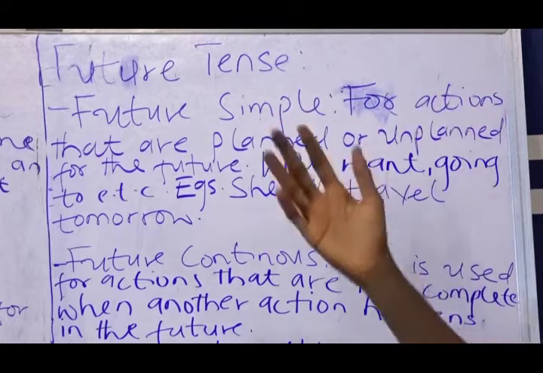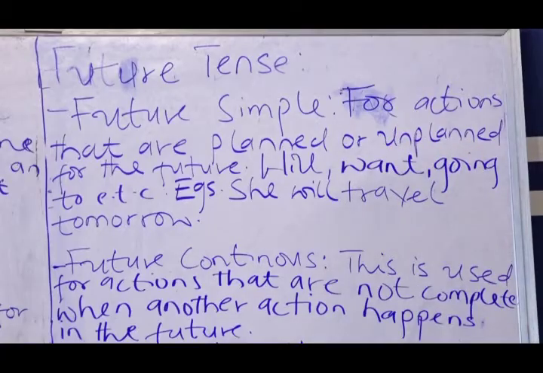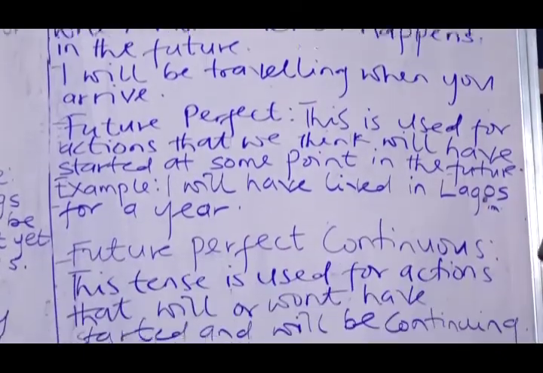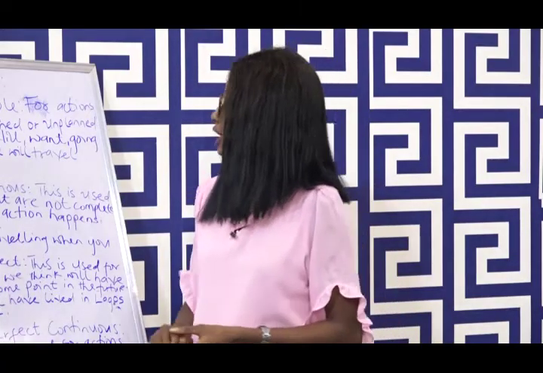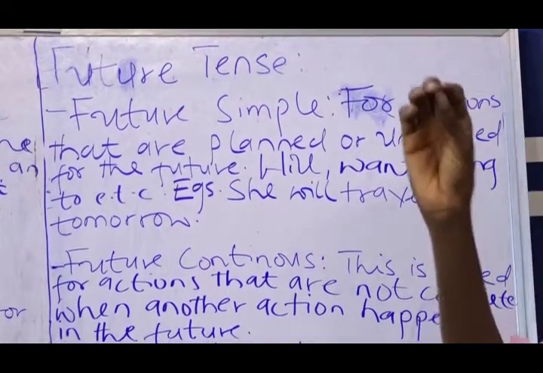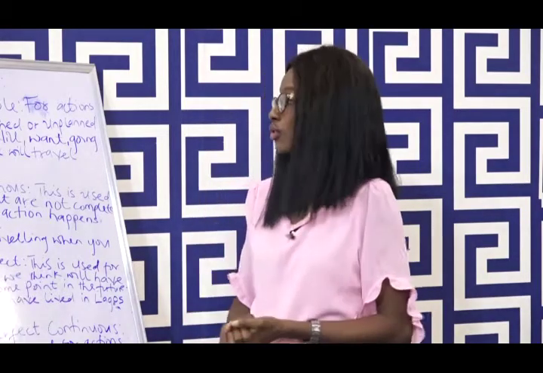Just like the present tense and past tense, future tense has 4 categories under it. So we have the future simple, the future continuous, the future perfect, and the future perfect continuous. Now, future tense, it is talking about things that have not yet happened, things that are supposed to happen in the future. So, future simple.